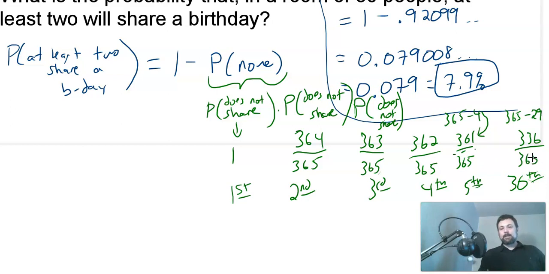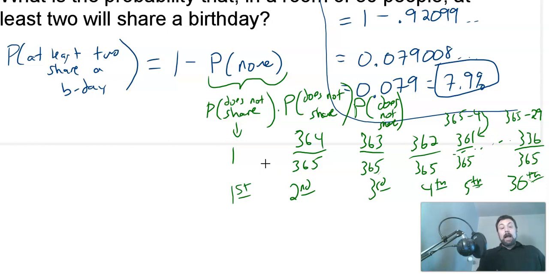I hope that makes sense, right? Because 29 people have already left the room. Those 29 people each have a different birthday. And if I want the 30th person to not share a birthday in common with those 29 people, there's only 336 days available for them to be born on that would not be shared in common with the 29 people that have already left. Hopefully that makes sense. That's the best I'm going to be able to do at this point.